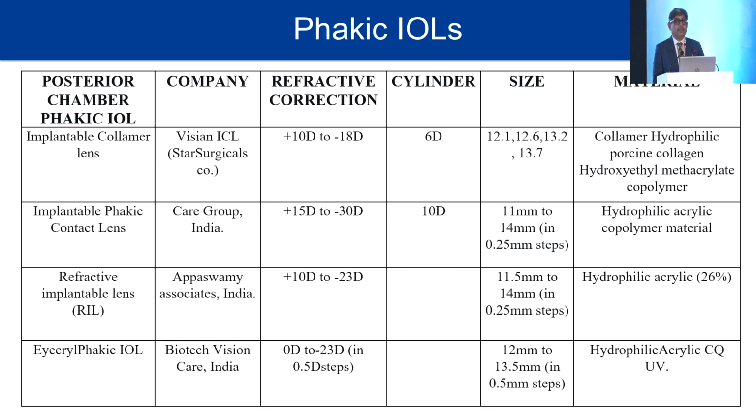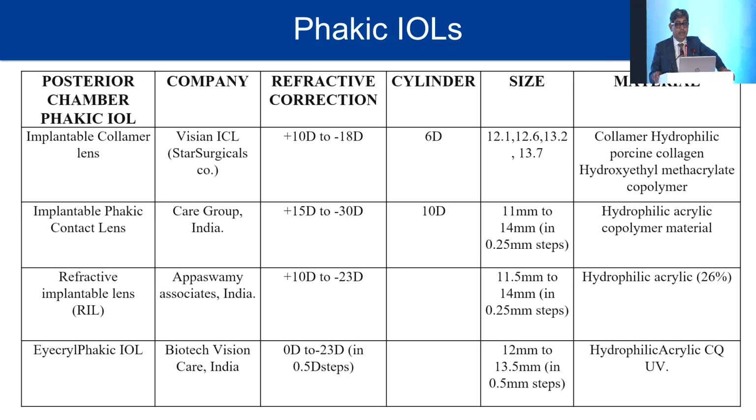Coming to the availability of the lens, the best and foremost in the league is the Star Surgical Vision ICL. I don't have any financial interest in any of this. They are available from +10 diopters to -18 diopters, and can correct cylinder up to 6 diopters, in various sizes from 12.1, 12.6 to 13.2, and rarely 13.7 or 13.6.